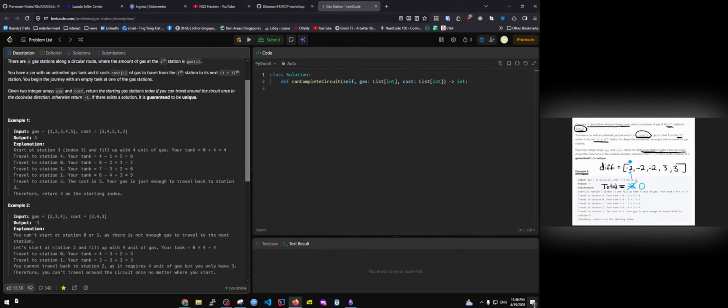We tried this position, it didn't work out for us. Now let's move to the next position and try it. So what's the total here? It's -2, right? That's the difference. So now we're going to take our total and add to it -2. So it's going to become -2 because it's 0 right now. Now, again, this is less than 0. It's become negative. That means we ran out of gas. That means this starting position does not work as well, right?